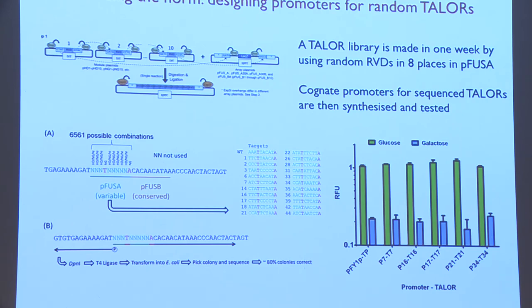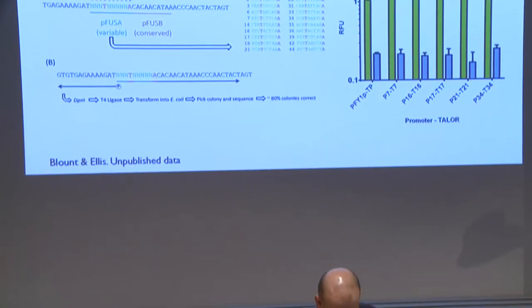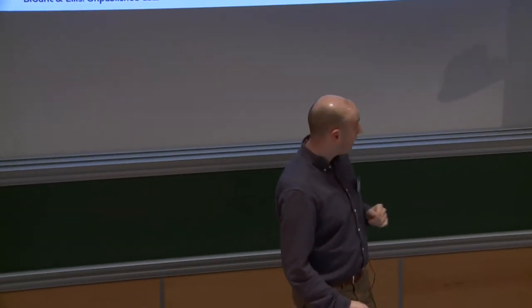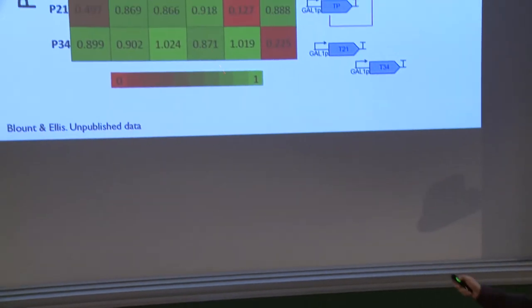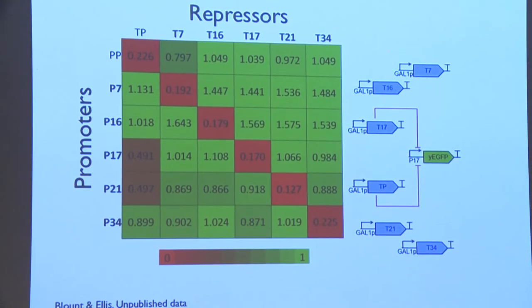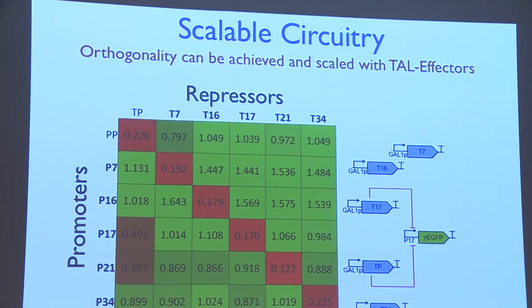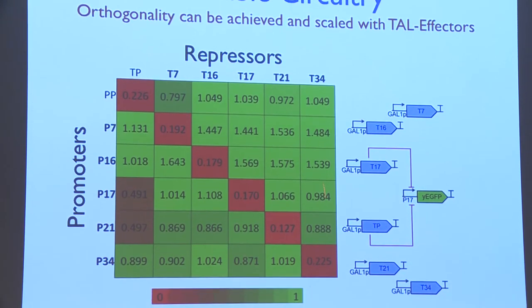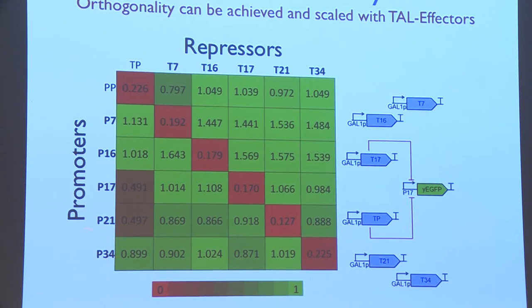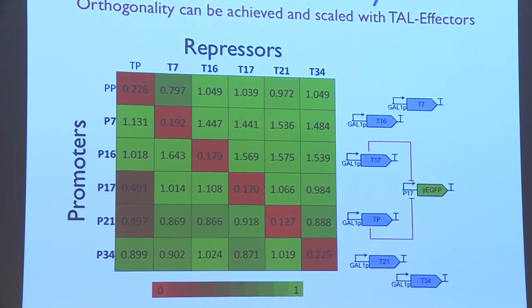And so we haven't yet published this work. We're kind of wrapping it up at the moment. But this is how the orthogonality scaled. This was the 6x6 matrix. Ben's taken this up now to a 10x10 matrix, where you can see all the different TAL effector-based repressors match and repress down only at the specific promoter pair that they're supposed to be with. So this gives us a whole lot of different tools to do the rewiring here.